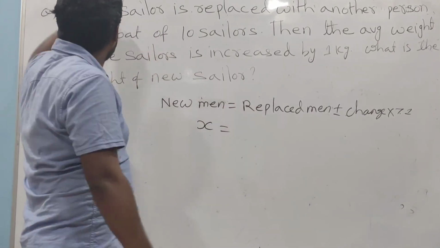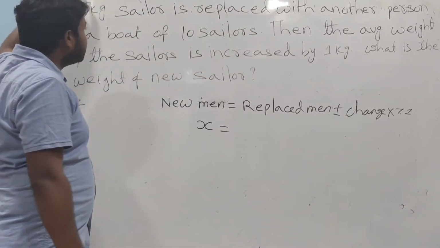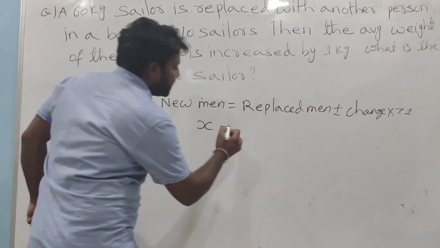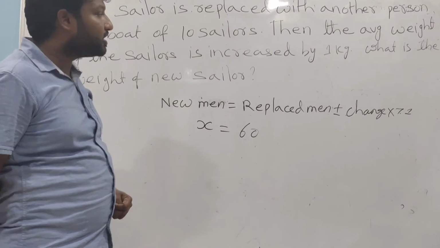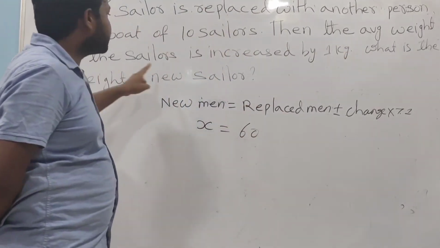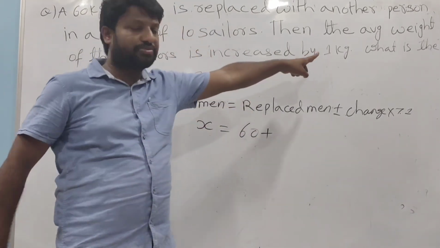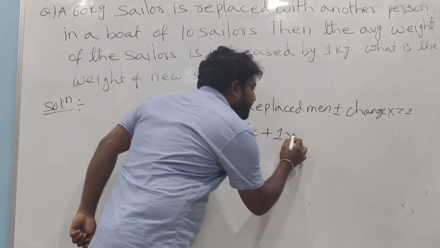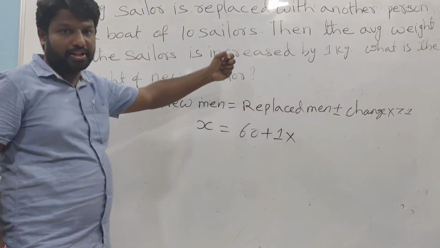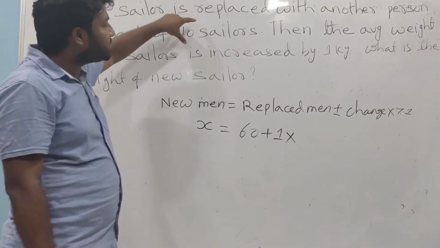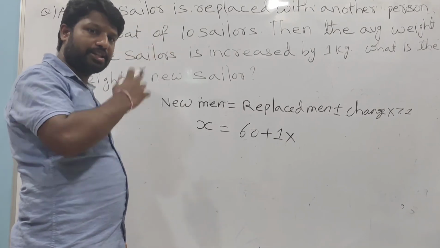Now the replacement. What is the weight of the replacement? A 60 kg sailor is replaced with another man. So the replacement weight is 60 kg. I am taking 60 here. Next, the plus or minus change. See whether the average is increased or decreased. The average weight of the sailors is increased by 1 kg. For an increment I will take plus. How much change? Plus 1. Plus 1 into total innings. Since one person is replaced with another person, the total will not change. Initially how many members are there in the boat? 10 members. Now also 10 members, because one person went and another person came.